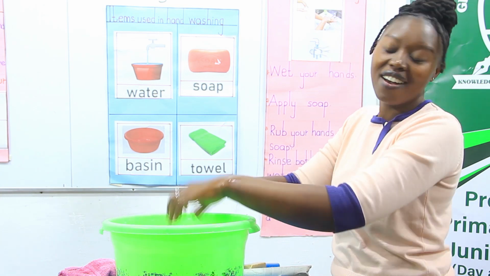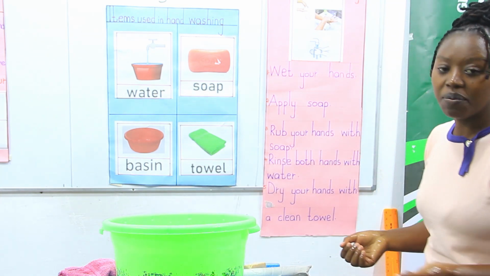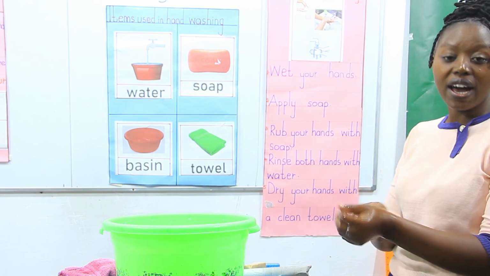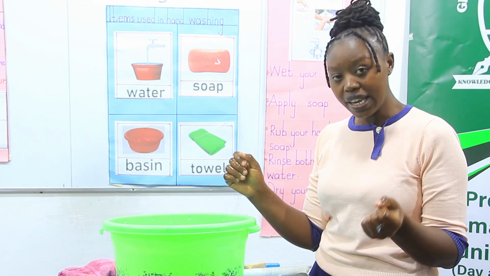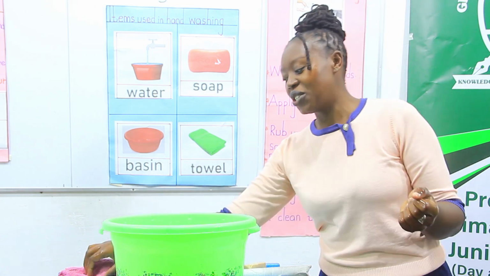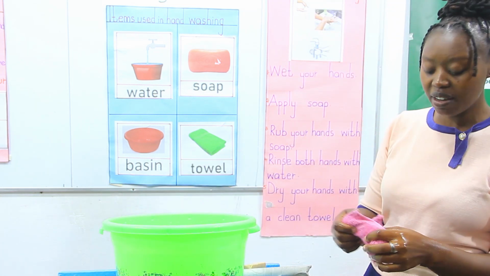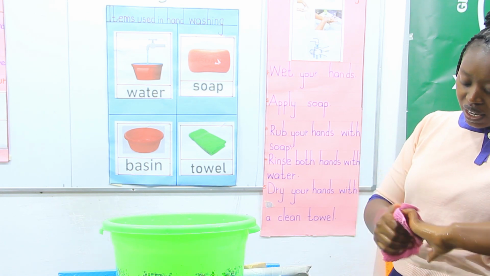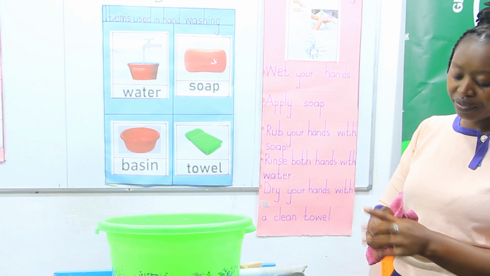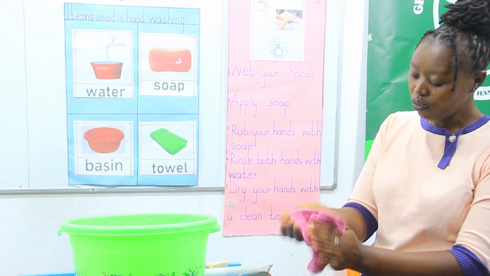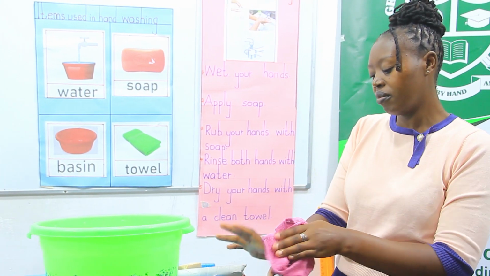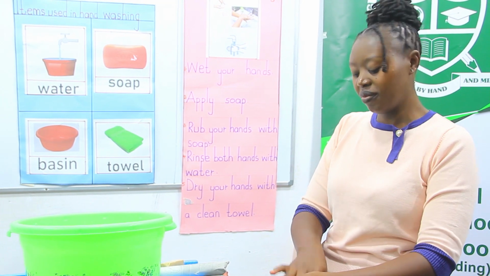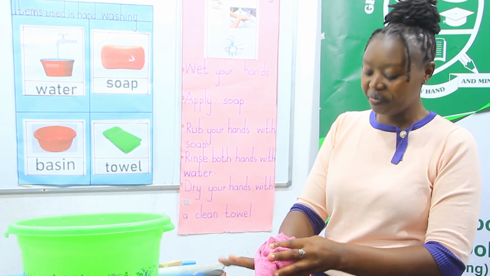We have rinsed our hands. Then we go to step number 5. It says you have to dry your hands with a clean towel. So here's my towel I had shown you earlier. So you rub your hands to remove the wetness from the hands. Until they're dry.